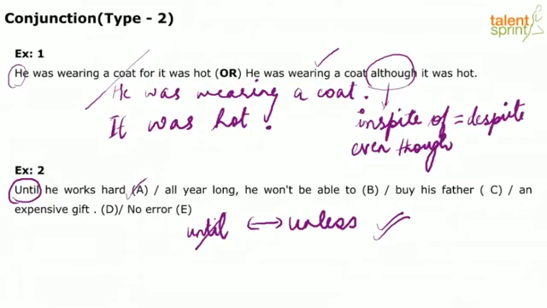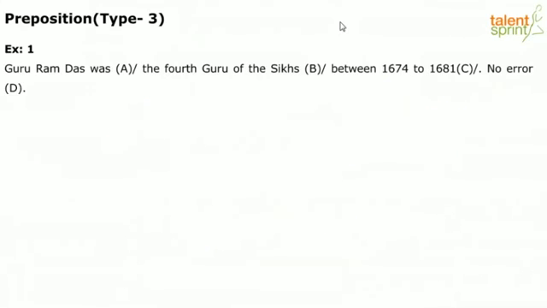Let's move on. The type 3, out of that list of 20 or 21 errors that we mentioned, is the preposition error. Now, preposition, again, can anybody tell me what prepositions are?